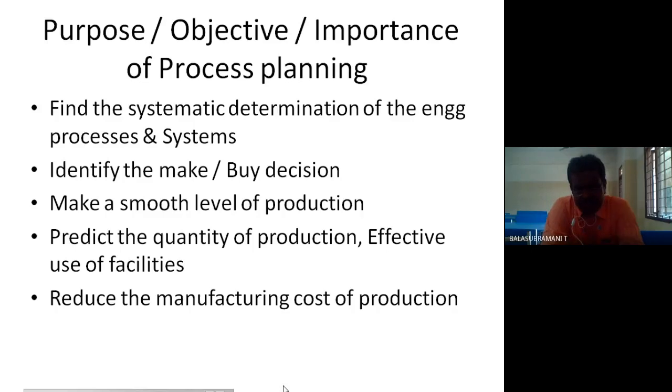So, what is process planning? What are the methods studied? In these slides, we have to explain what the purpose of process planning is, what the objective is, and what the importance is. Process planning is the systematic determination of the engineering process or systems. What is systematic determination? Any process contains some sequence order.